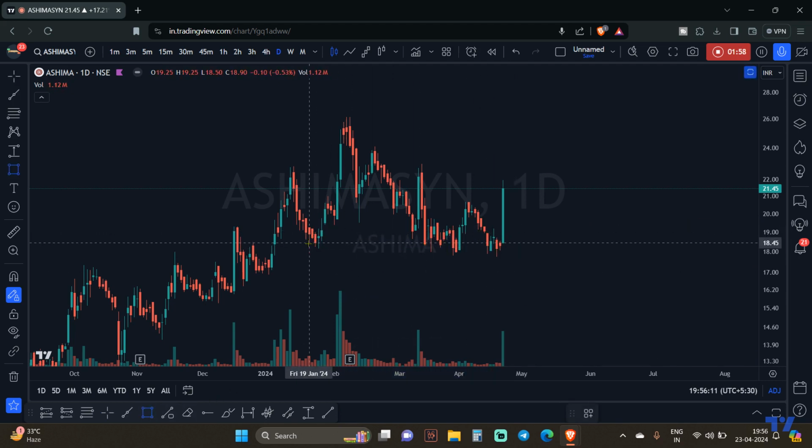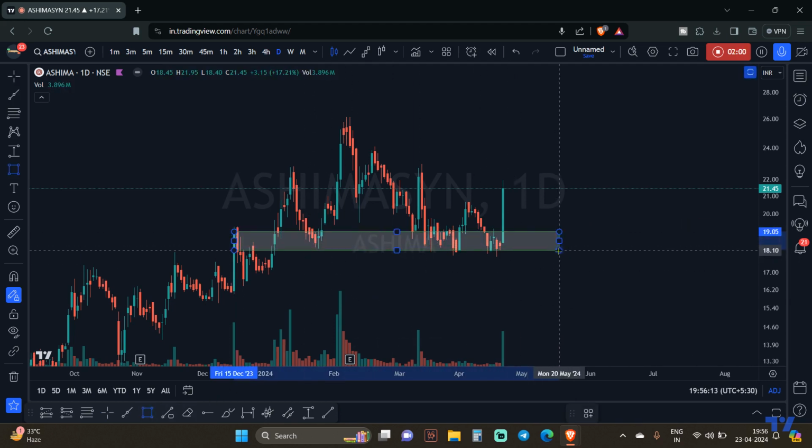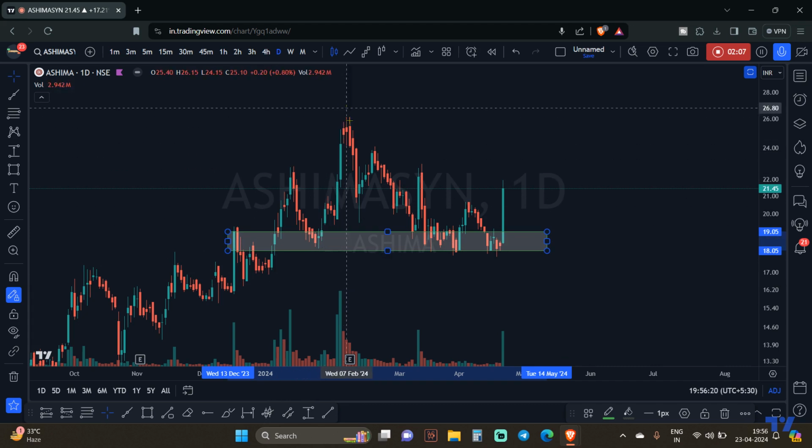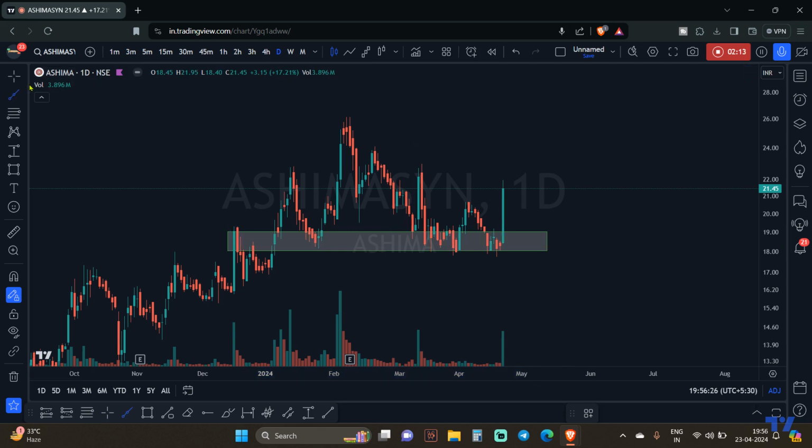I'm going to make a supply zone, a supply demand conversion zone type of thing. Not a very perfect one, but yeah, a resistance, breakout, support, consolidate, and now again breakout. So this is kind of a base that's been created. That's why we call it a base breakout happening at this particular area.